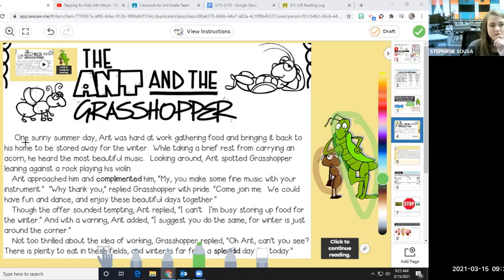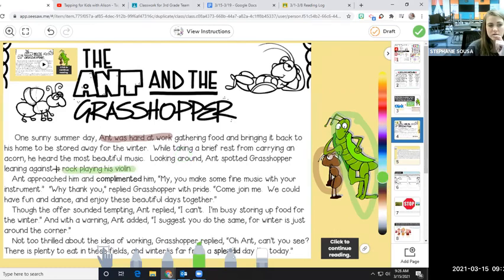Highlighters ready. One sunny day, Ant was hard at work. Ooh, look, I already see that Ant was a hard worker. Gathering food and bringing it back to his home to be stored away for winter. While taking a brief rest from carrying an acorn, he heard the most beautiful noise. Looking around, Ant spotted Grasshopper leaning against a rock and playing his violin.